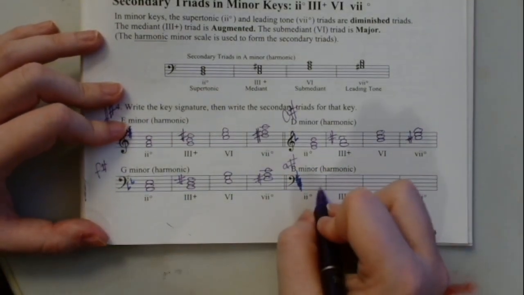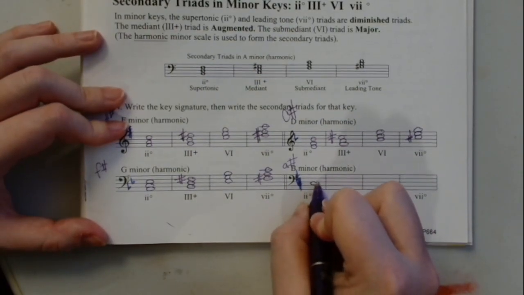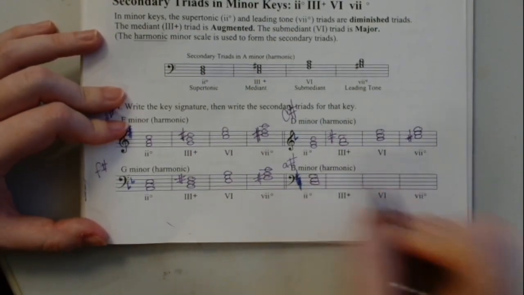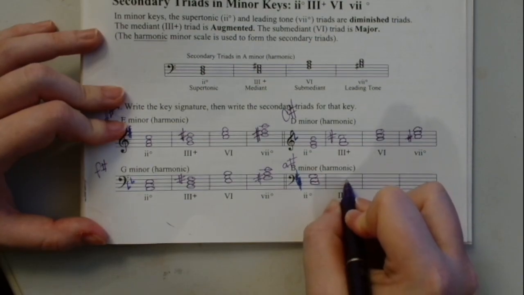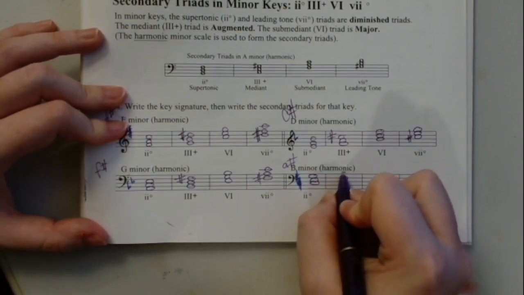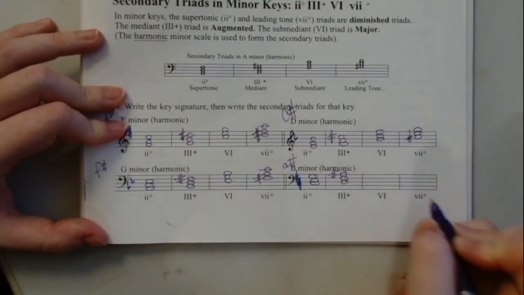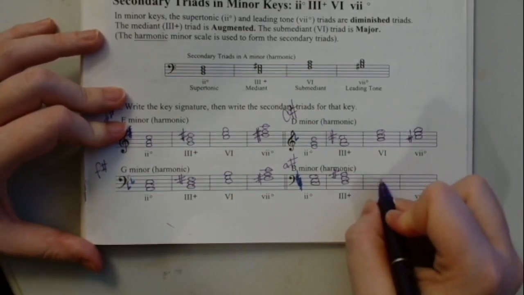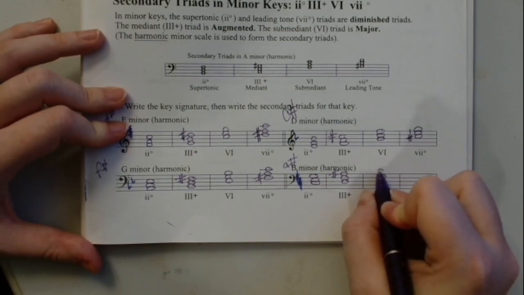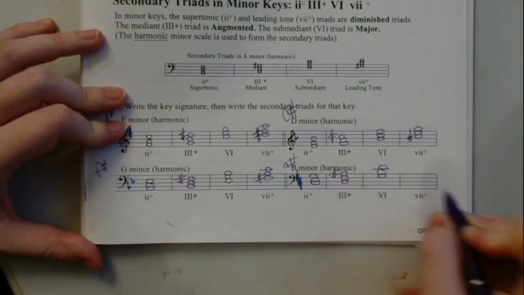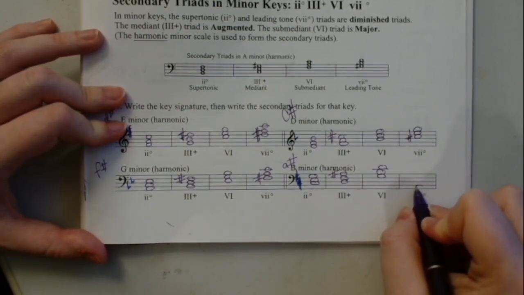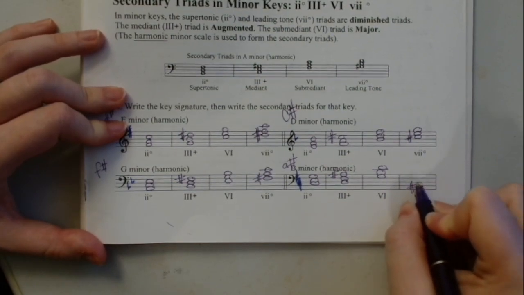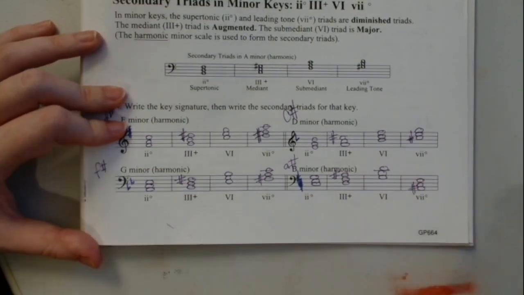For B minor, your 2nd scale degree is C sharp, E, G. Your 3rd is D, F sharp, A sharp. Your 6th scale degree is going to be G, B, D, and your 7th is A sharp. I'm just going to drop it down an octave. A sharp, C sharp, E.